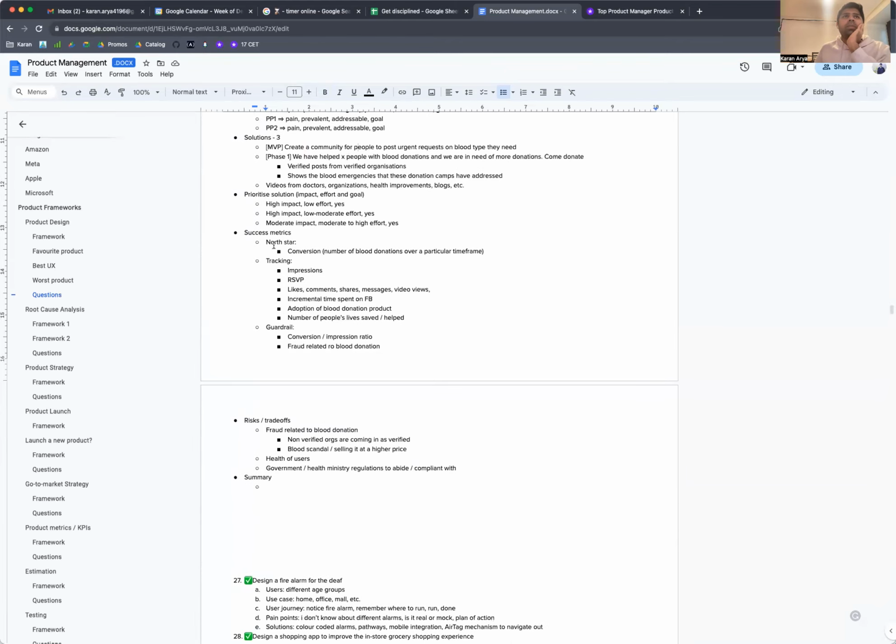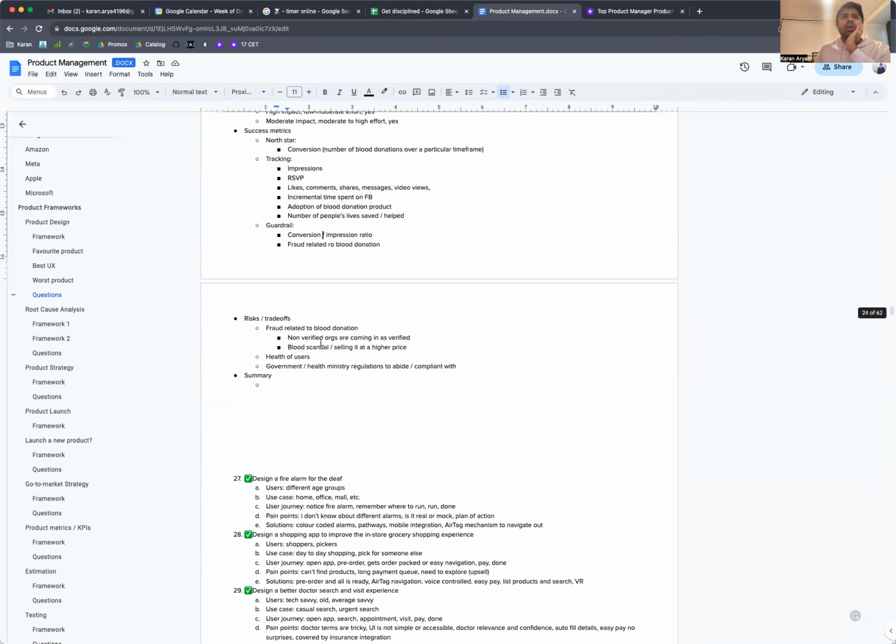for the overall product, and came up with North Star, tracking and guardrail matrix, discussed the risks and trade-offs such as fraud related to blood donation, any health issues that could possibly come, or let's say being approved by government health ministry, or some compliance related things that we should be thinking about. And yeah, that is essentially everything about the product related to blood donation on the Facebook platform.